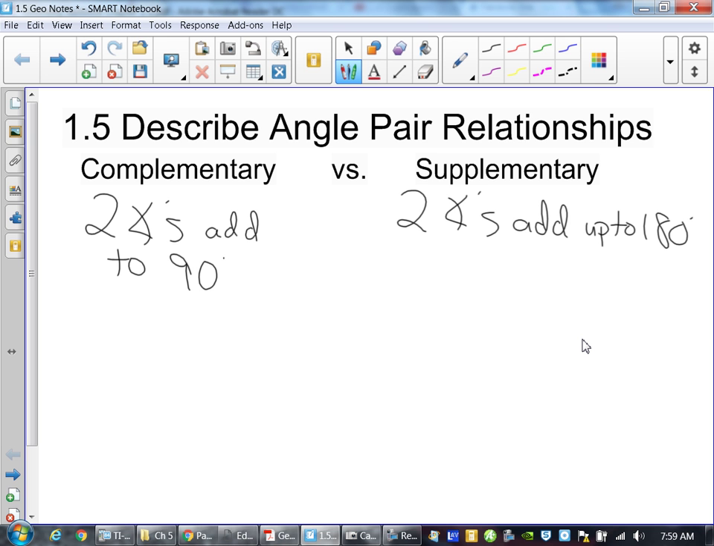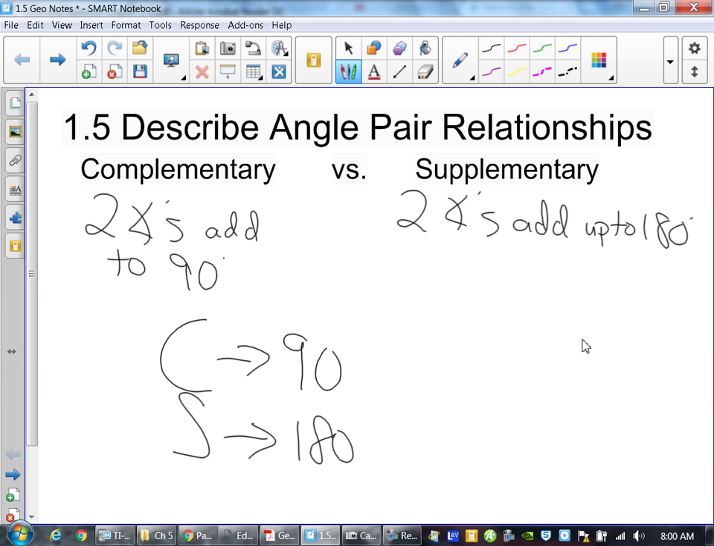So let's start over. What comes first in the alphabet? C or S? C. What comes first in the number line? 90 or 180? 90. So complementary goes with 90 because they come first in the alphabet and the number line. Supplementary goes with the 180. That's it. It's the dumbest way to remember it, but it's the easiest.